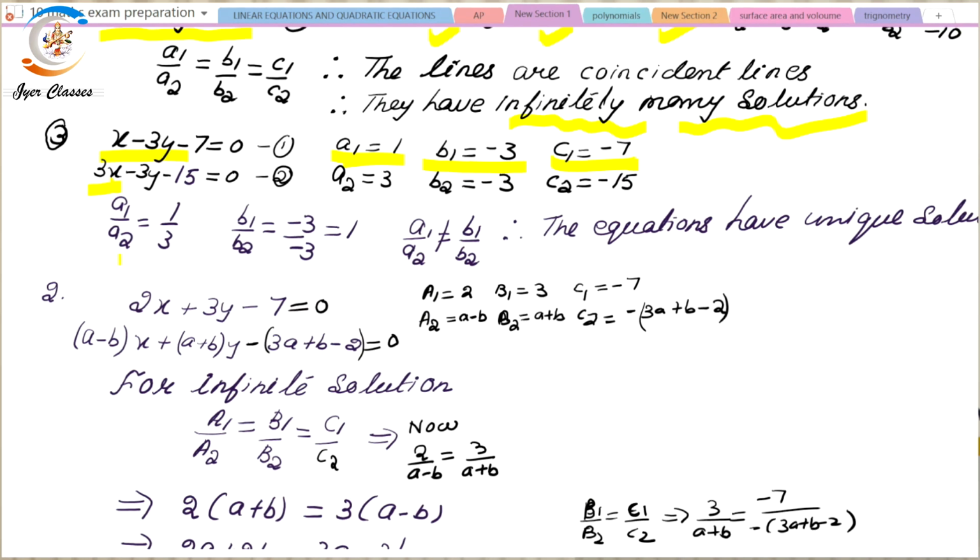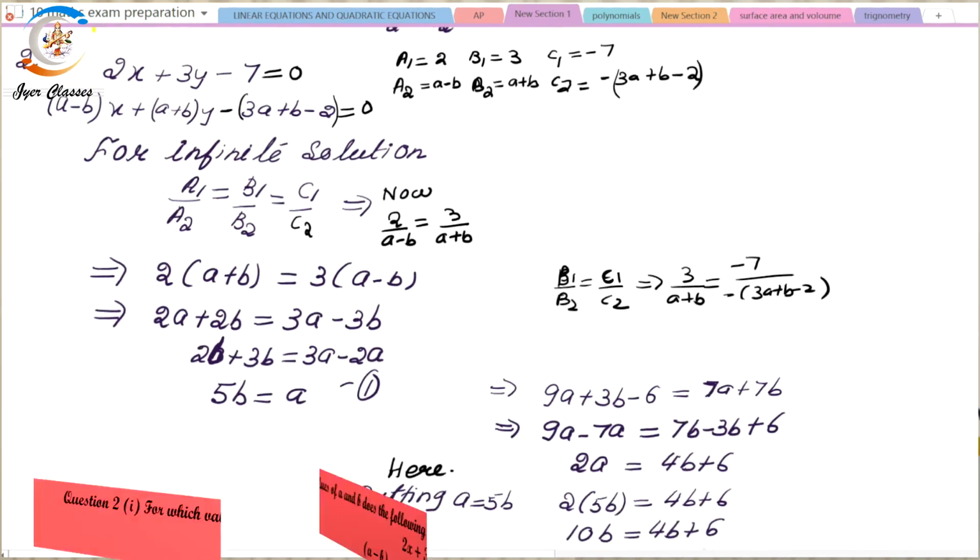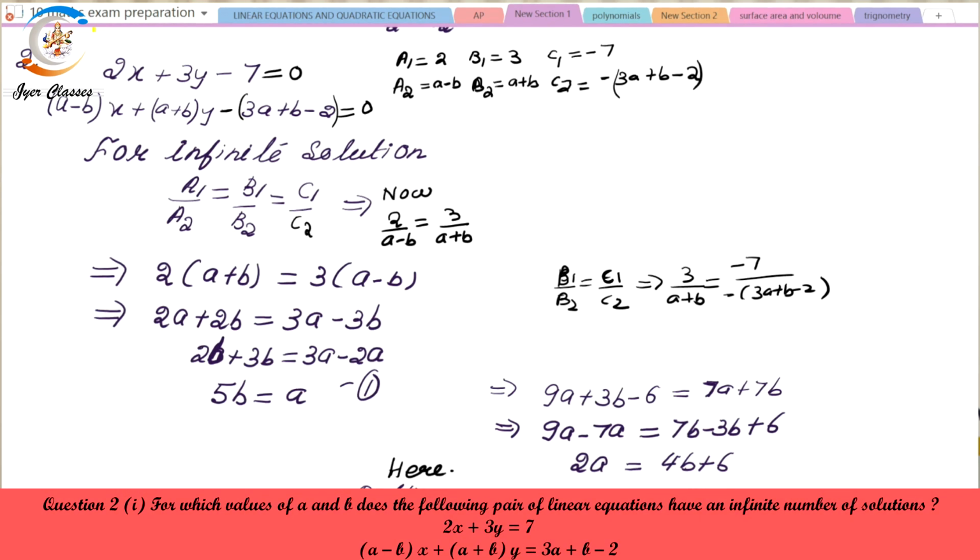Okay. Now after finishing the first question, move on to the second question, which says that you are given two equations and you are supposed to find out the value of a and b, so that this set of equations will be having infinite number of solutions. According to the question, the equation is 2x plus 3y minus 7 is equal to 0. And the second equation is (a minus b) times x plus (a plus b) y minus (3a plus b minus 2) is equal to 0.